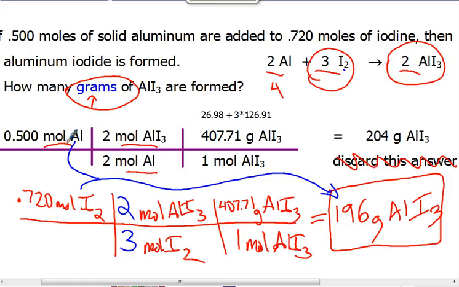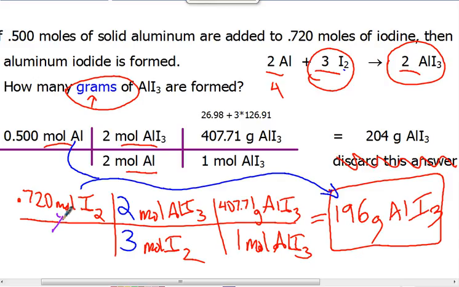Have you ever tried to make something when missing a vital ingredient? It doesn't work, does it? Well, there are some things you could substitute, but you can't substitute much for flour. In this case, you have aluminum and iodine. Once you hit 196, you have used all of the iodine up. And you can't make more. So there's leftover aluminum.